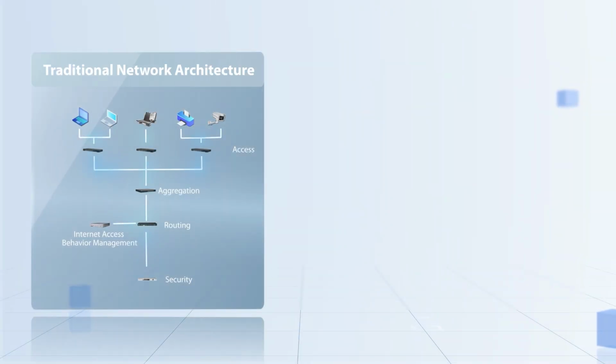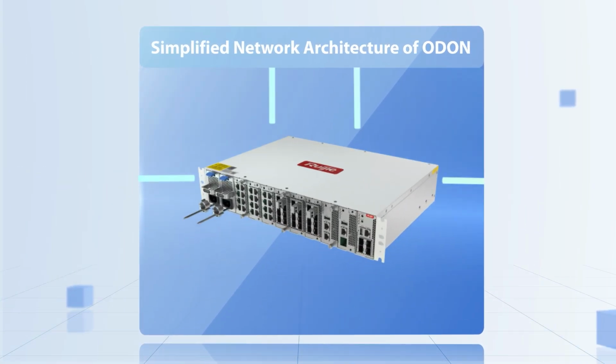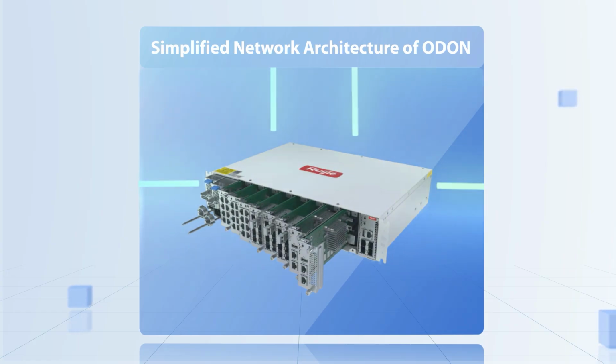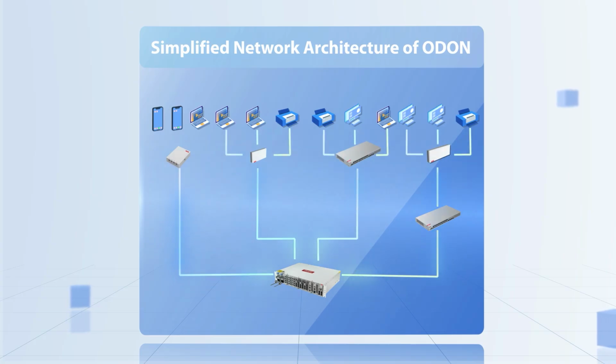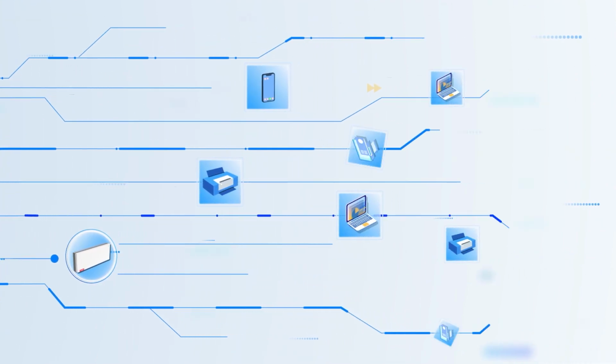This solution revolutionizes the traditional network architecture and creates a simplified network architecture for on-premises deployment. In this solution, one ODON master device is used to manage all devices on an entire network. With multiple slots and small expansion modules, the device allows flexible configuration and remote unit (RU) management, enabling zero-touch provisioning (ZTP) and plug-and-play of RUs. In this way, one network can be deployed using only one ODON master device.